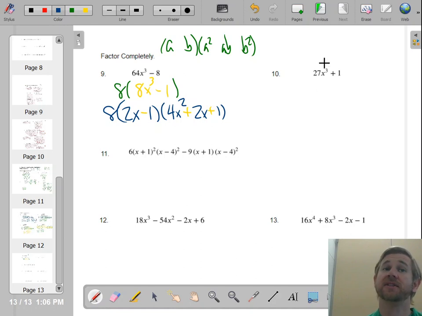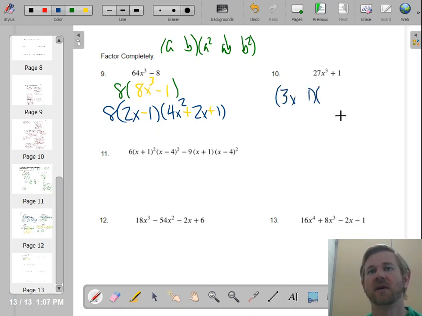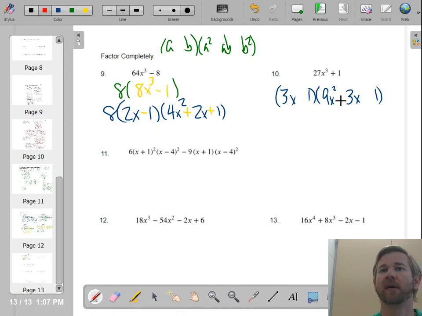The second one is also a sum of cubes. This is a difference of cubes, but also the same formula. So the cube root of 27x cubed is 3x. The cube root of 1 is 1. A squared, 3x times 3x is 9x squared. 3x times 1 is 3x, and 1 squared is 1. So when we do SOAP, same, opposite, always positive. The only difference between those is what you start with. You start with a minus or you start with a plus.